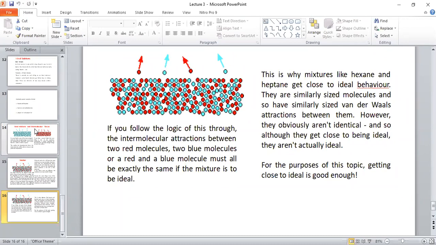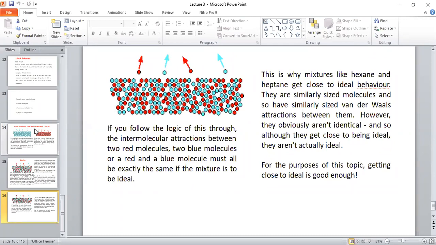So this is why mixtures like hexane and heptane get close to ideal behavior. They are similarly sized molecules, and so they have similar sized van der Waals attraction between them. The force between the molecules is called van der Waals attraction. Since the size of the molecules is the same, the van der Waals attractions that hold the two different molecules together will still remain the same as that holding each similar molecule together.